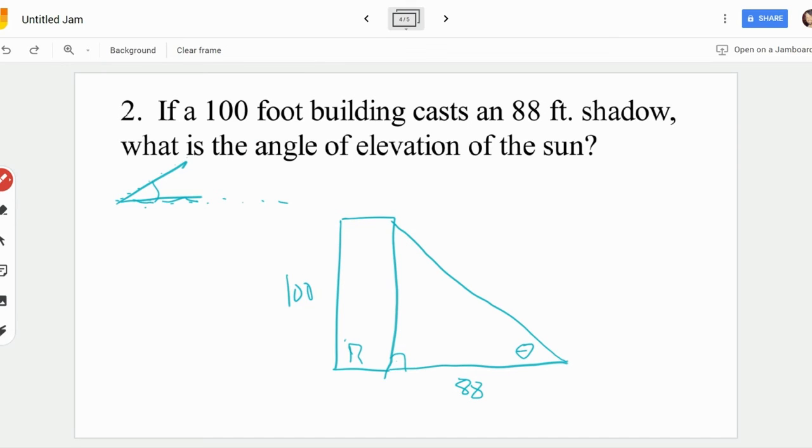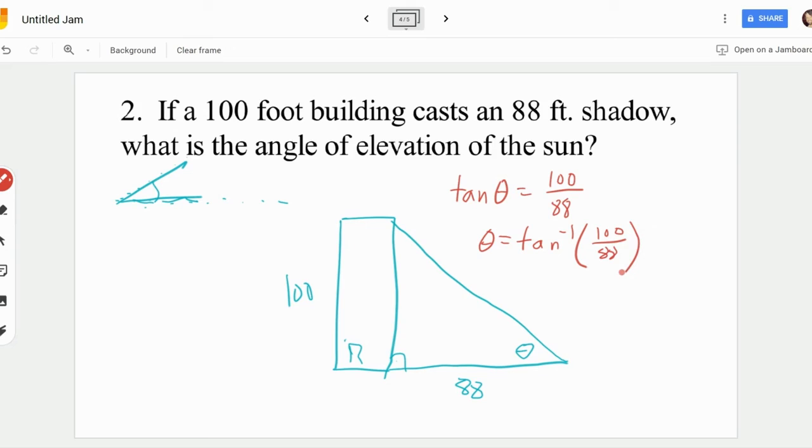So we have these two sides. This is 100, and from theta, that's the opposite side. And from theta, 88 is the adjacent side. So opposite and adjacent is tangent. Tangent theta equals 100 over 88. And then we need to use inverse trig again for that. That would be theta is arctan or tan inverse, whichever way you're calling it, of 100 over 88.